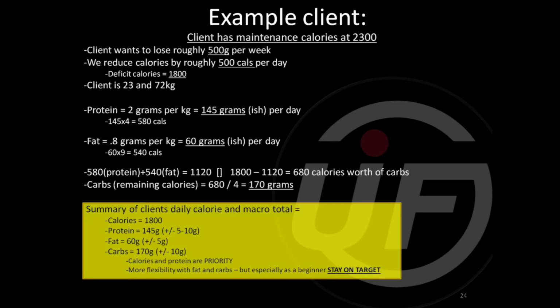So we tally that all up, and that's how it would look when you write it out. You've got your calorie goal, you've got your protein, fat, and carb goal. For most people, particularly as a beginner, fat and carbs aren't super important. The two most important are protein, you've got to make sure that's where it needs to be, and calories.